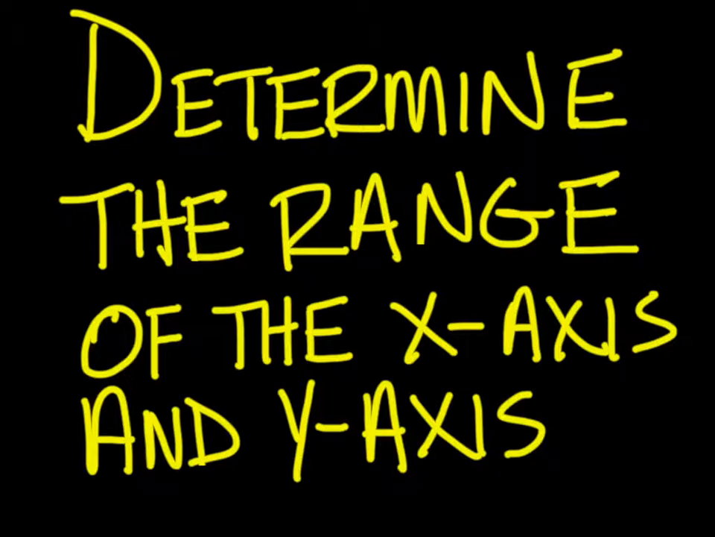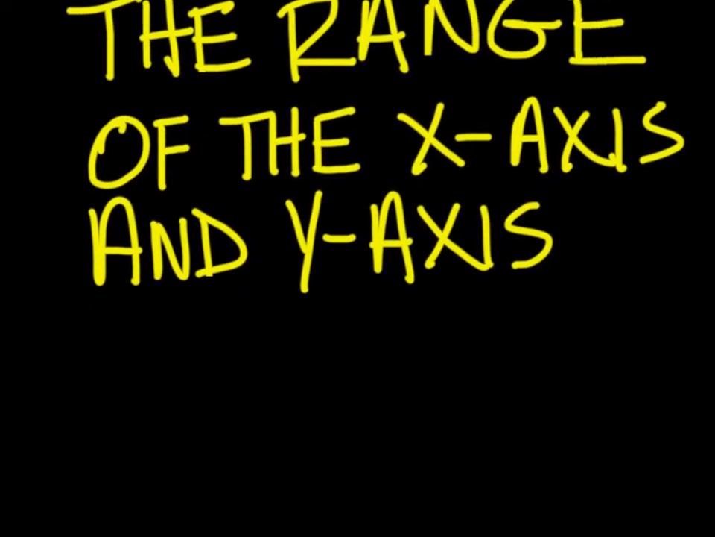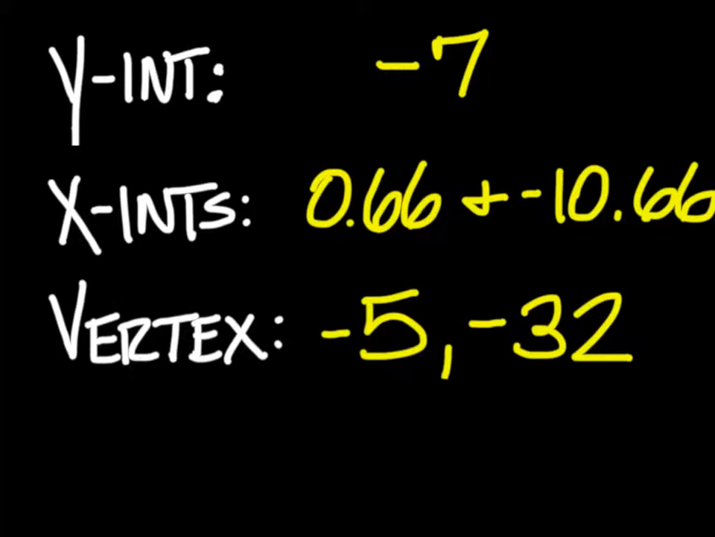Okay, we have to determine the range of the x-axis and the y-axis on your graph paper. The graph paper has no x-axis or y-axis. You have to put them on there, like we did before. So with all of the information that we've gained up to this point, the y-intercept, the x-intercepts, and the vertex, we have to figure out the best place to put the x-axis and the y-axis. So you have a y-intercept of negative 7. So that means on the y-axis you must be able to go down to at least negative 7.